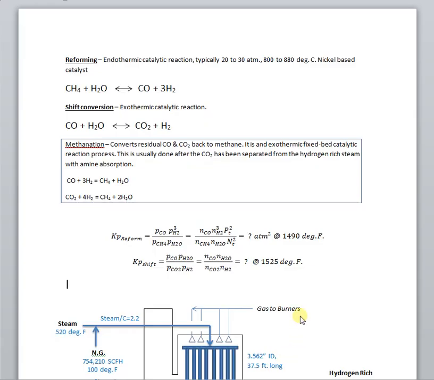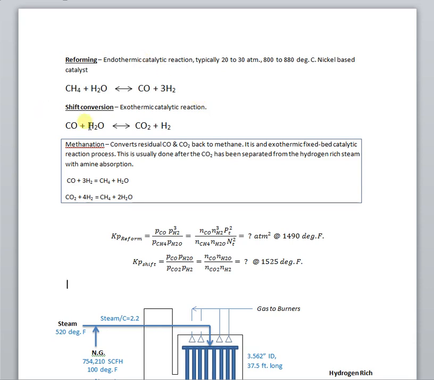There are two main equilibrium reactions involved. The first is the reversible methane reform reaction, in which methane and steam are in equilibrium with carbon monoxide and hydrogen gas. It is an endothermic catalytic reaction which is typically run at 20 to 30 atmospheres and 800 to 880 degrees centigrade over a nickel catalyst. We can immediately note from this equation that higher operating pressure favors the reverse direction and higher temperature favors the forward direction.